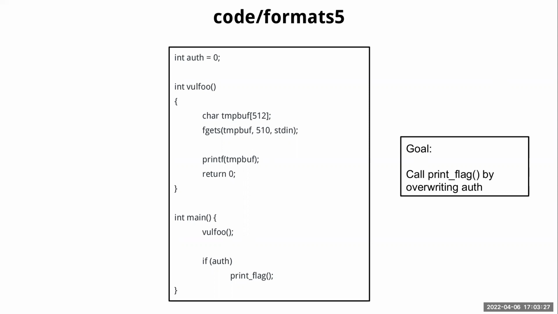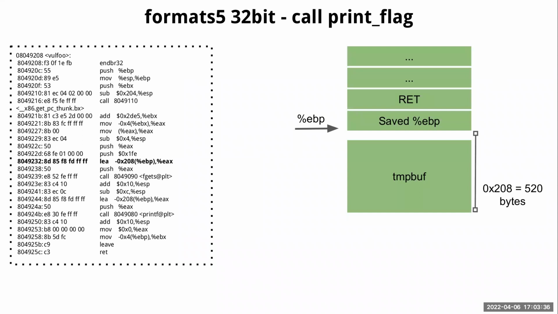Exactly. That's what we're going to do. We're going to get the address of that global variable, and we use %n to overwrite that. Before we do that, let's take a look at the disassembly and the stack.